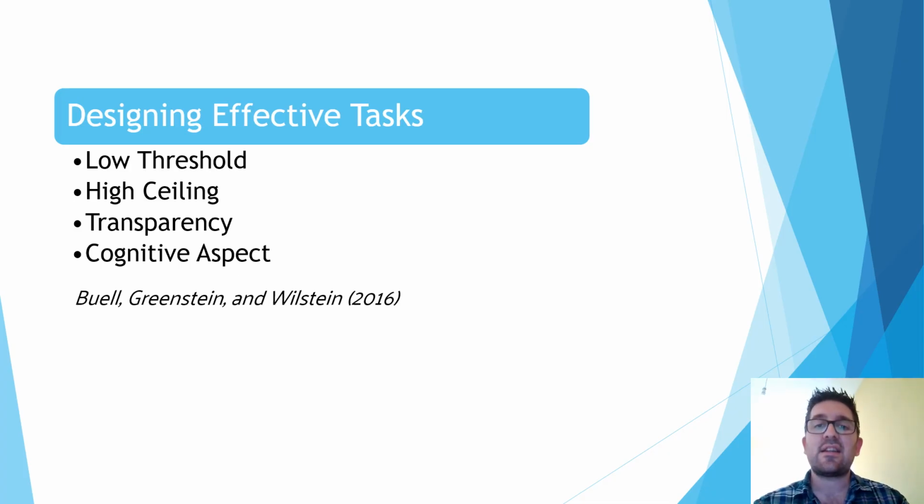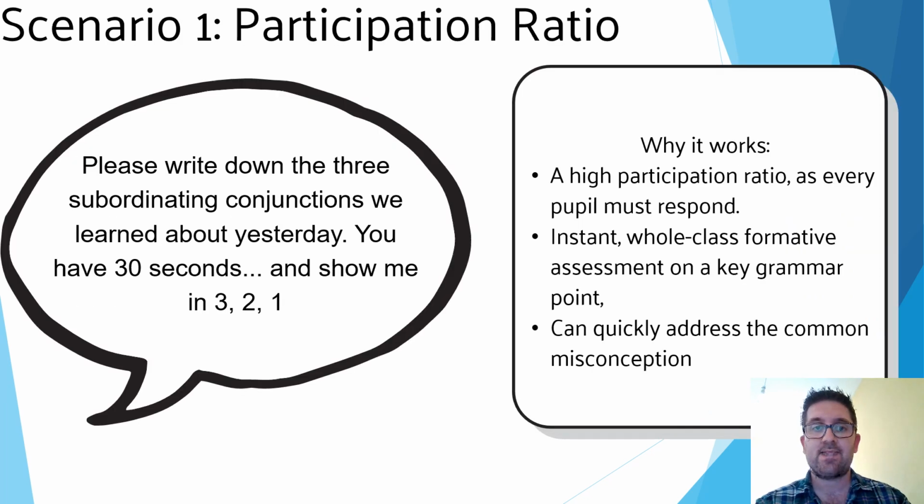You also need to consider the cognitive aspect. What higher order skills, habits, and knowledge will this task help students develop and demonstrate? And as Rosenshine's principles remind us, it's vital to provide those scaffolds and models to ensure every student can access these tasks and has the same opportunity to showcase their learning.